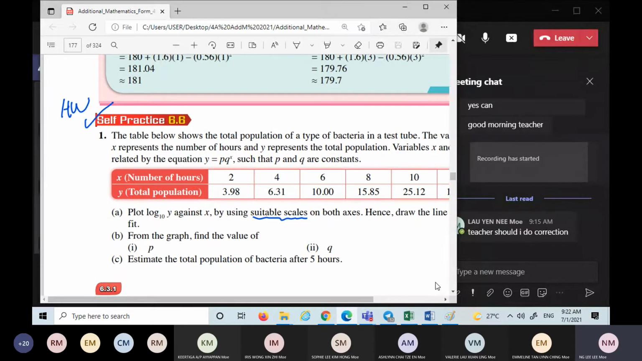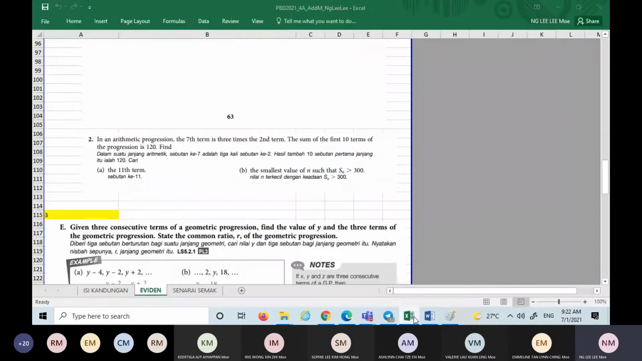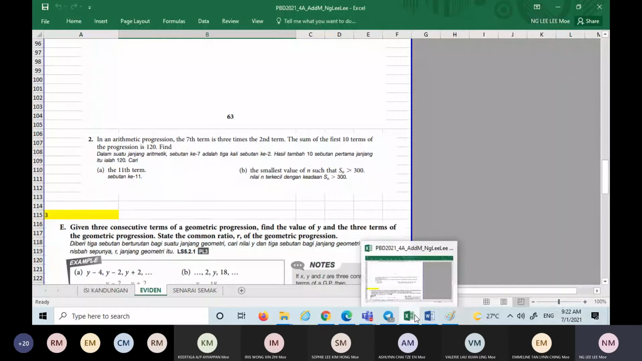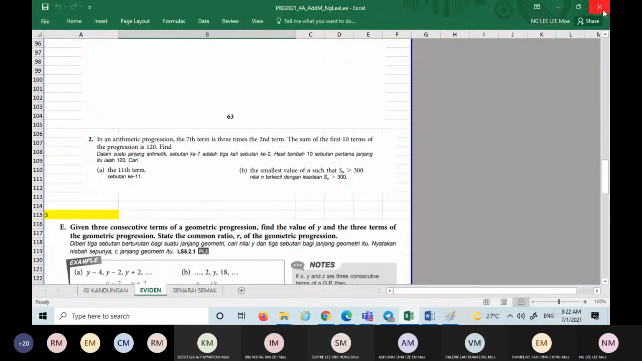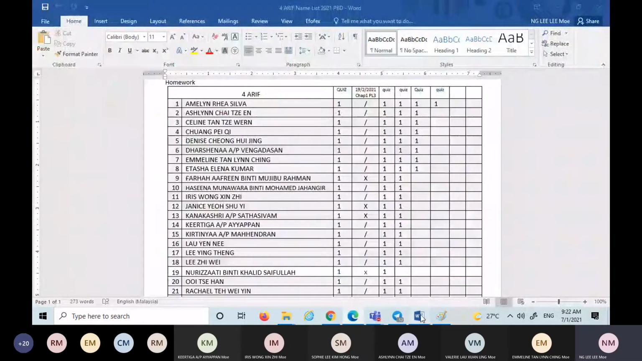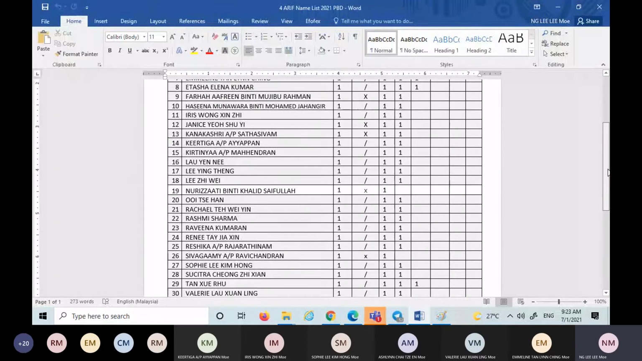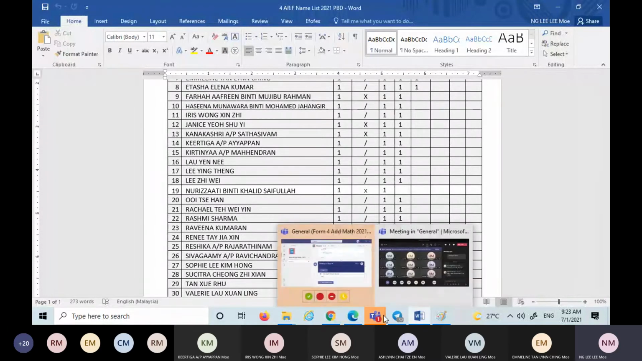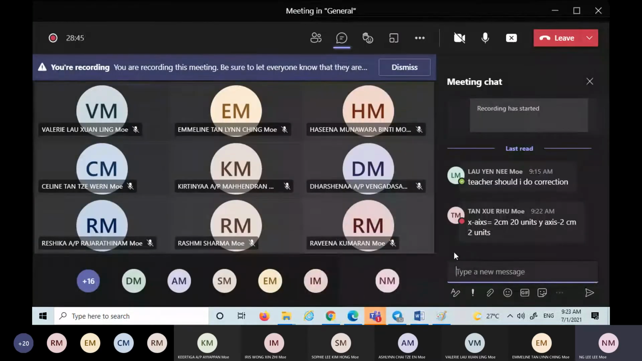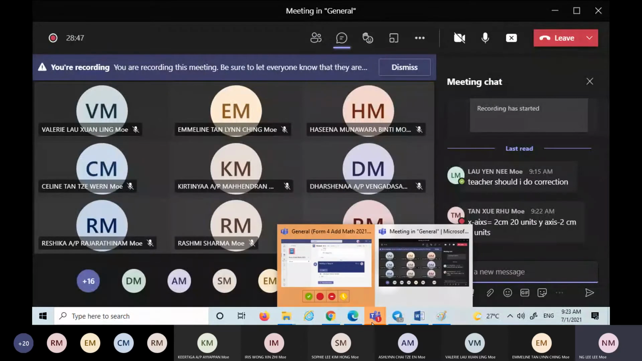Or you want me to call name? Izati got do or not? Is Siva here? Okay, Sheru say. Okay, the rest compare.